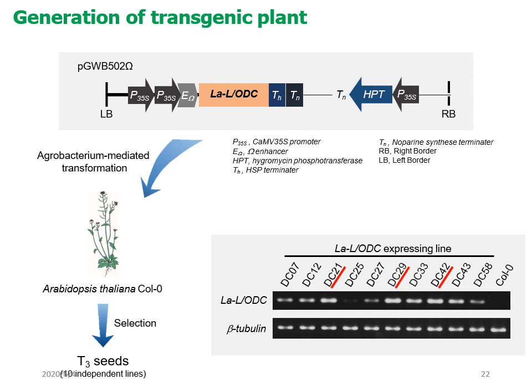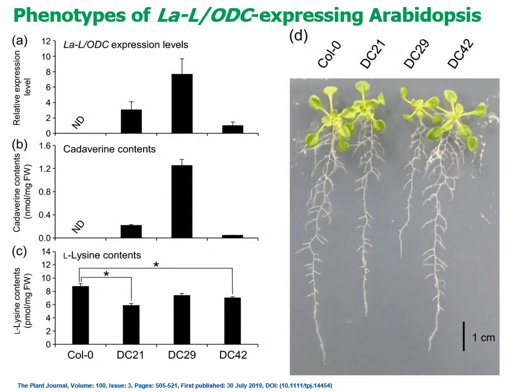So it's very similar to what I just explained to you, but it's different in the sense that it's a plant origin enzyme and we hope to see new metabolites. We are not altering a pathway. We just want to see what other enzymes are there which could change this newly formed cadaverine. So first things first, we checked that DC21, DC29, and DC42 have expression of LODC, and what we observed is that there is a phenotype. What phenotype? Compared to the control, the root length decreases.